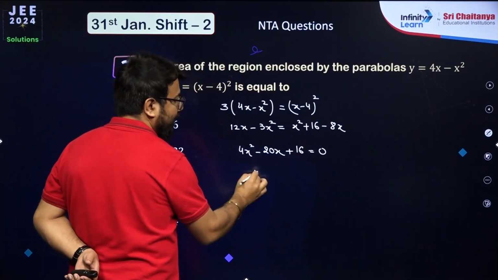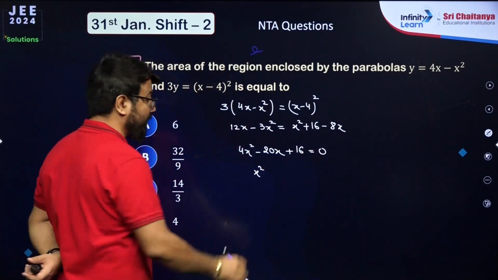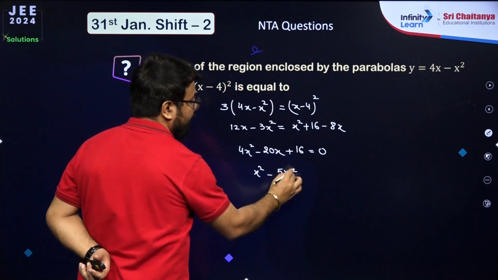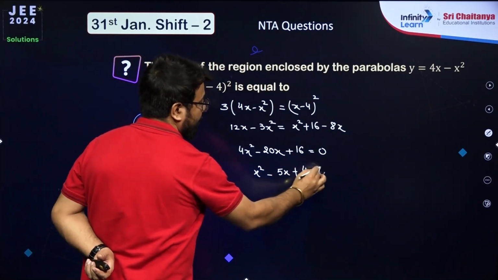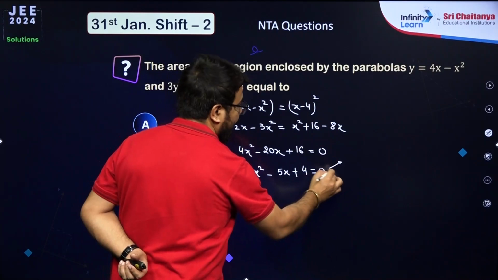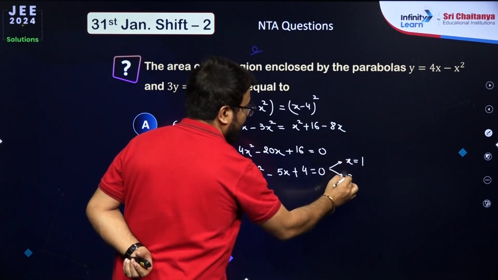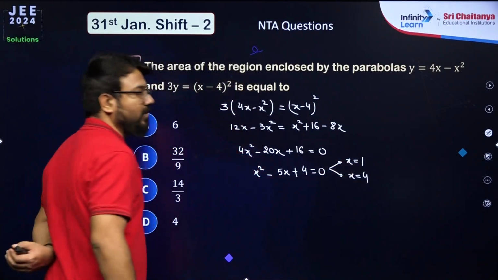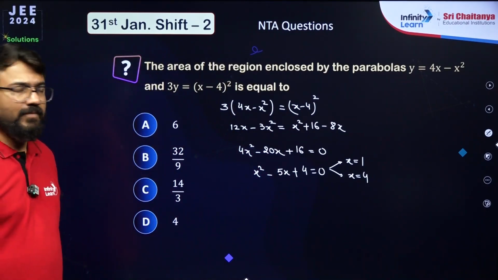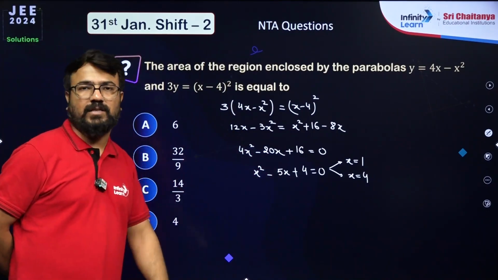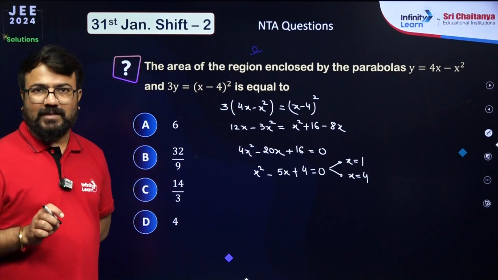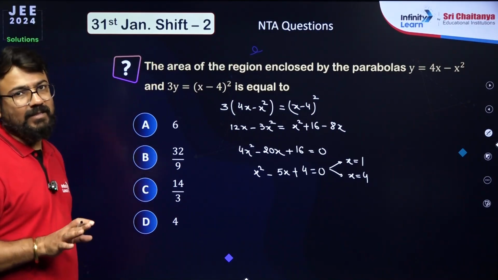If I divide the whole expression by 4, it will be x square minus 5x plus 4. This gives me the two values of x: one is x equals 1, the other is x equals 4. I hope you understood this, because the factors will be (x minus 1) and (x minus 4). Now we got the points of intersection: one at 1, the other at 4.